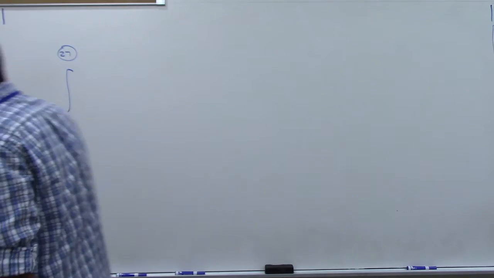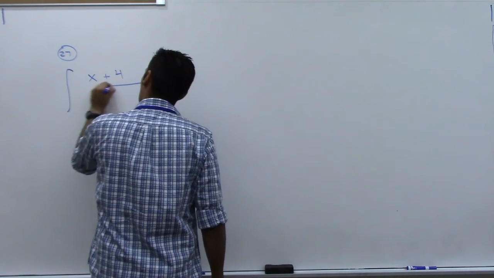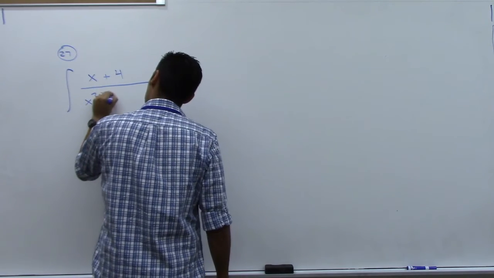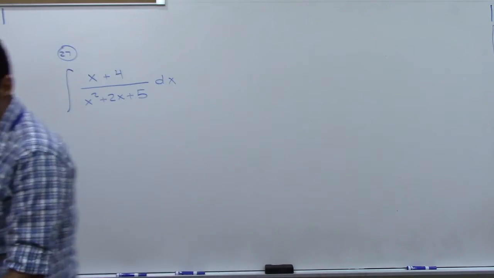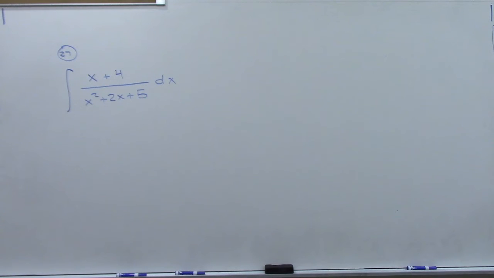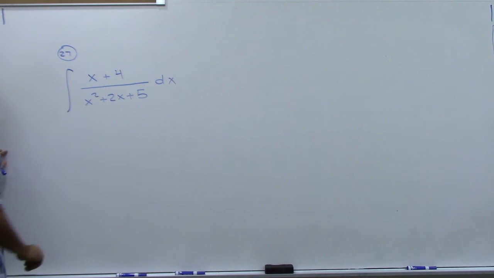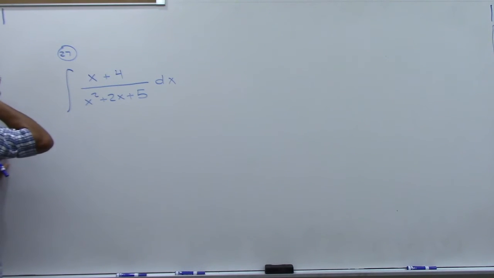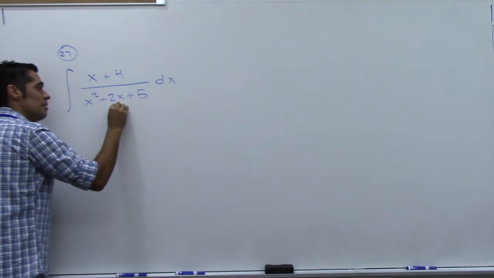x plus 4 over x squared plus 2x plus 5 dx. Let me just double check I wrote that down right. Yep. All right, so here's the deal. You have polynomial over polynomial, don't need long division. You look at the bottom, you say, can I factor that? And it doesn't factor. So this is an irreducible quadratic.